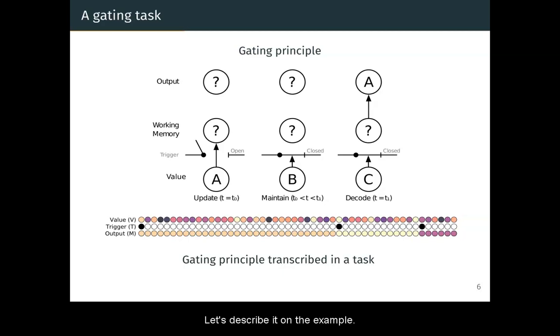Let's describe it on the example. In this example, the time flows from left to right, and on the first time step, the model receives a trigger with an orange data. So the output is updated to the orange data. This orange data is maintained till a new trigger is received. Later, a new trigger is received with the yellow data. So the output is updated to the yellow data. This yellow data is maintained till a new trigger is received, and so on and so forth.